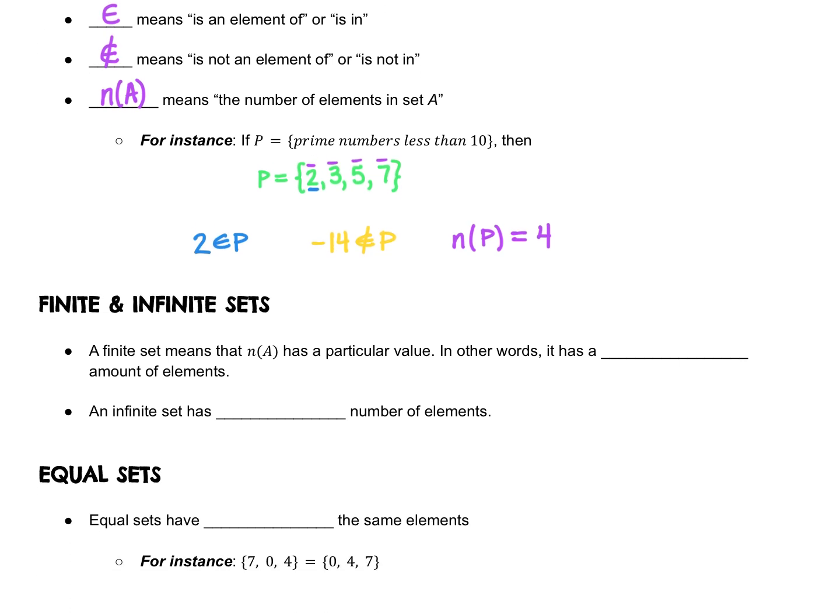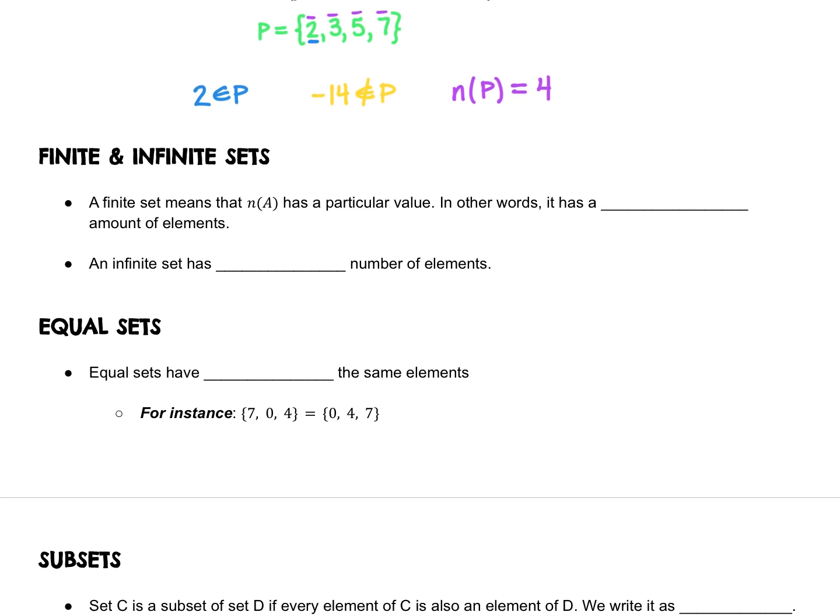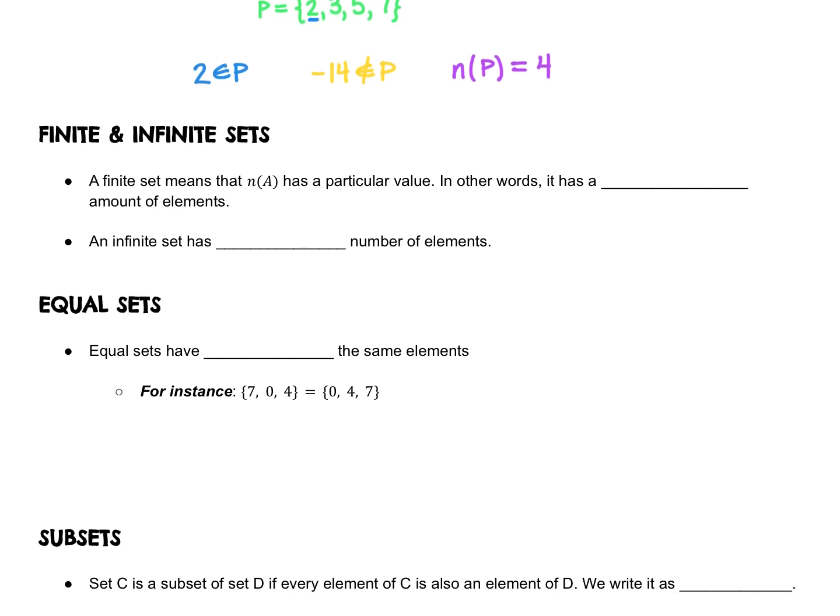Now let's get into finite and infinite sets. A finite set means that the number of elements in a certain set, we can call it set A, has a particular value. In other words, it has a countable amount of elements. An infinite set has an endless number of elements.